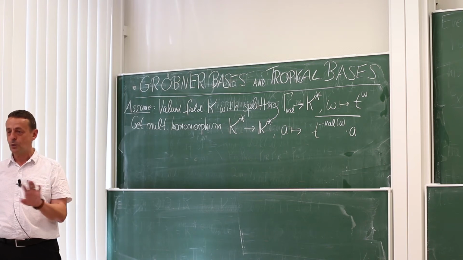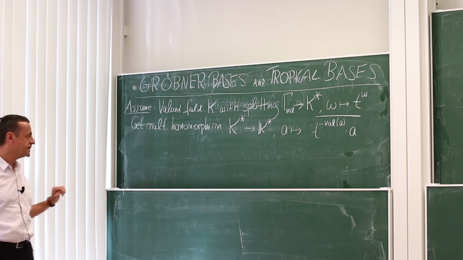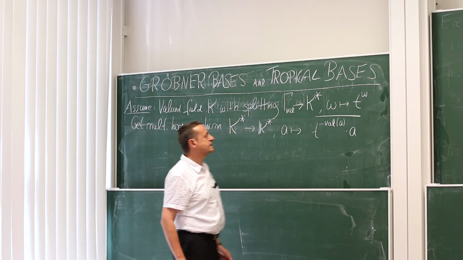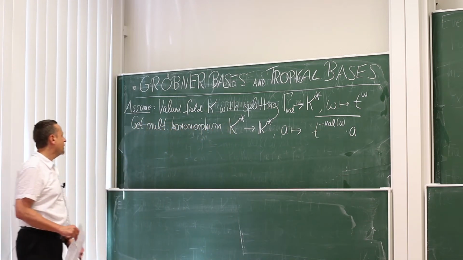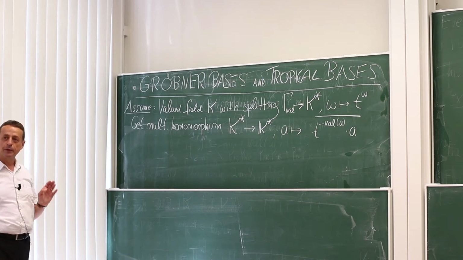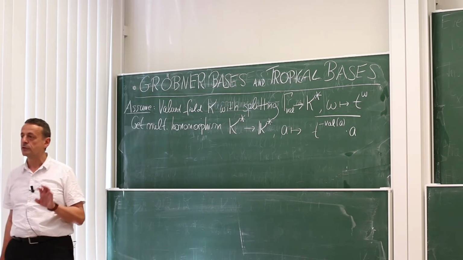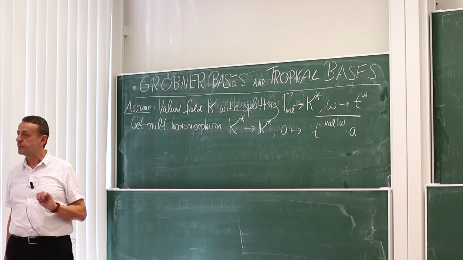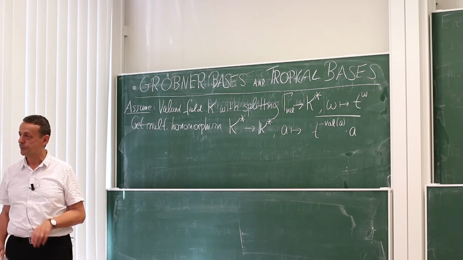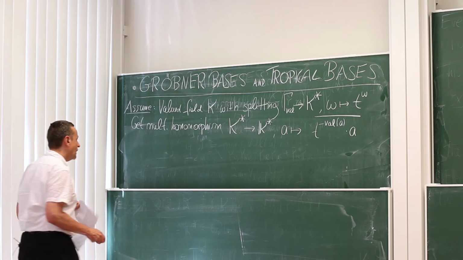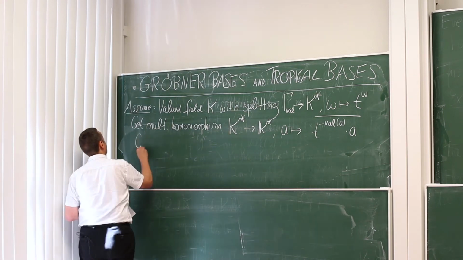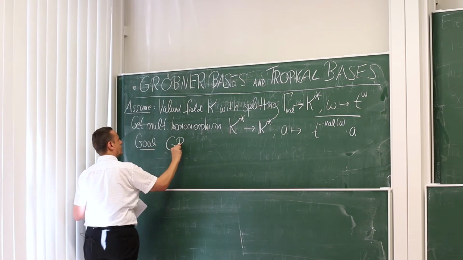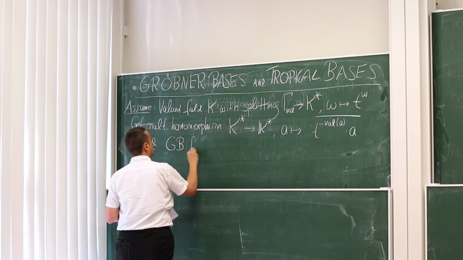But this works over any field under these hypotheses, but we need that there's a splitting, right? And that's given here by this t to the minus valuation of a. And this is actually a multiplicative homomorphism. So if you take the lowest coefficient of a product of Puiseux series, it's the product of the lowest coefficients. It's a multiplicative homomorphism.